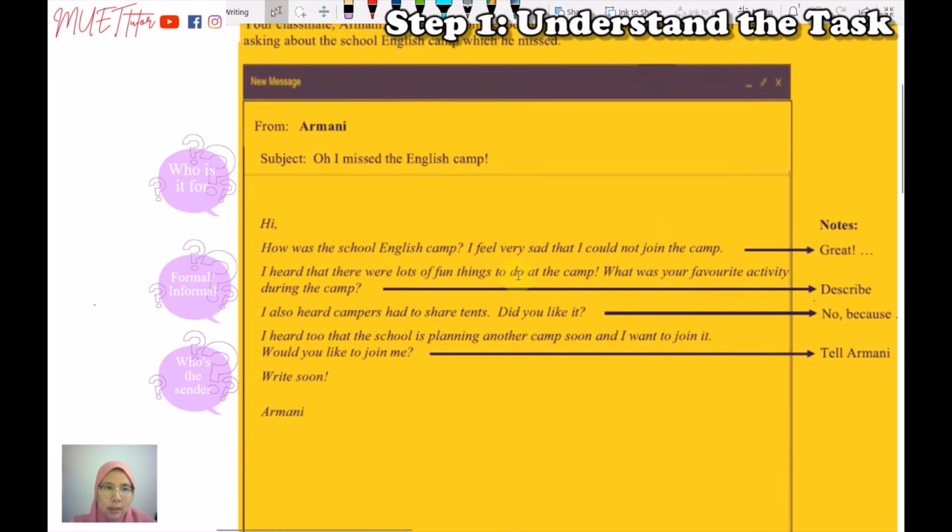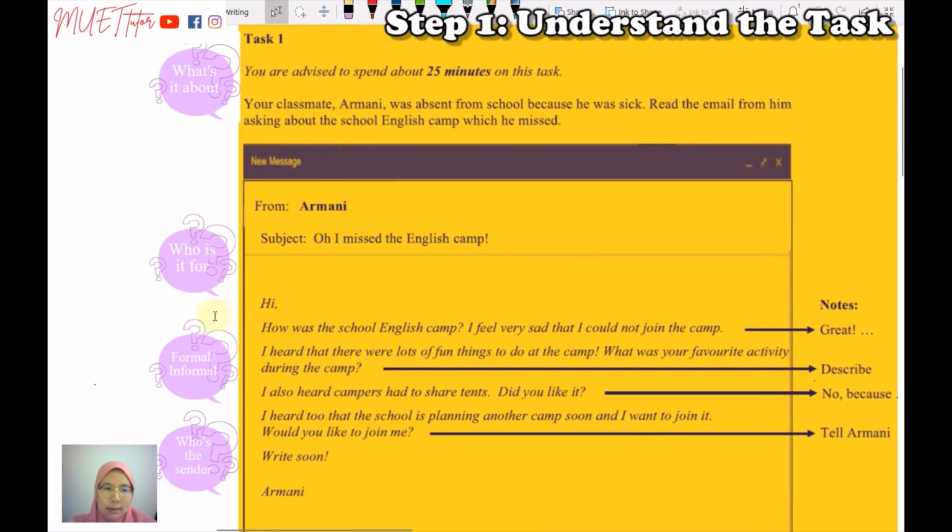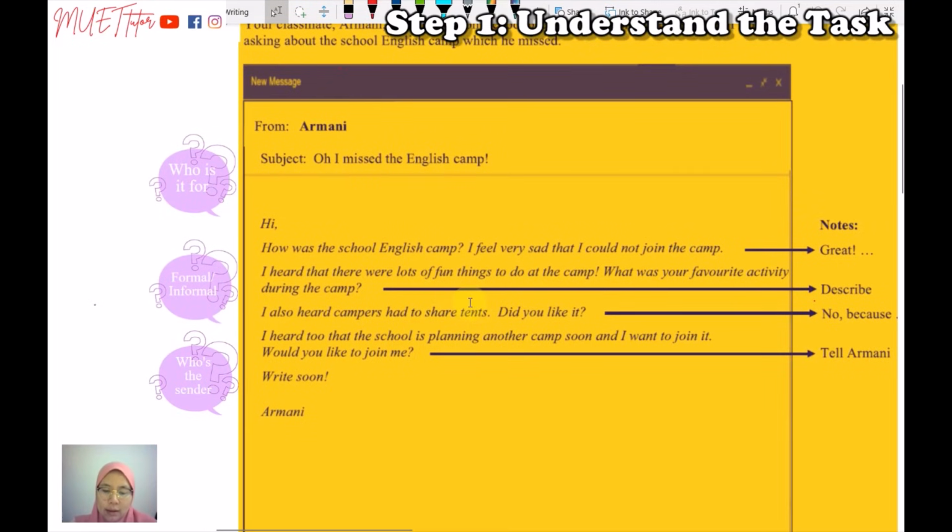And the next question is, what language is used in the letter or email? Is it formal or informal? For this one, look at the content of the letter or email. If the language sounds formal, we reply in the same manner, formal. If it sounds informal, we can reply informally too.